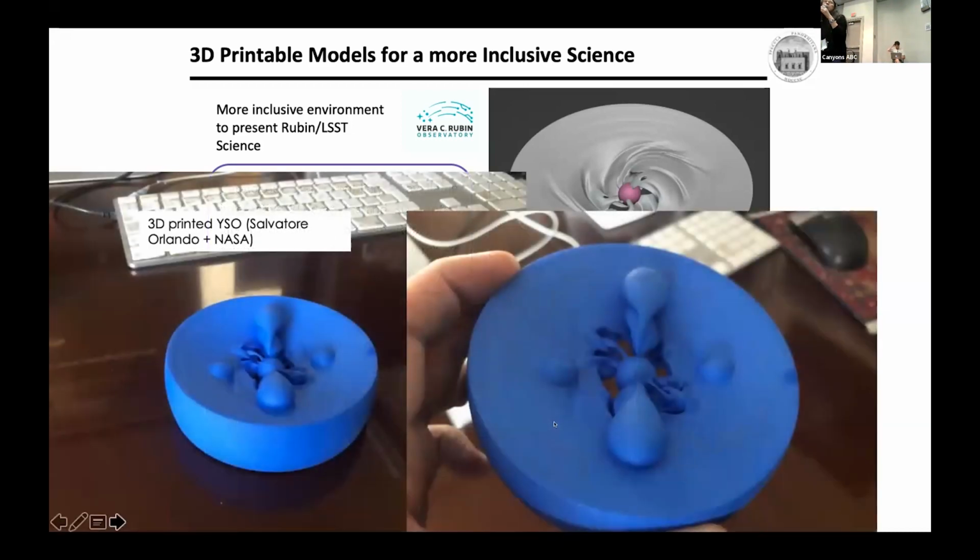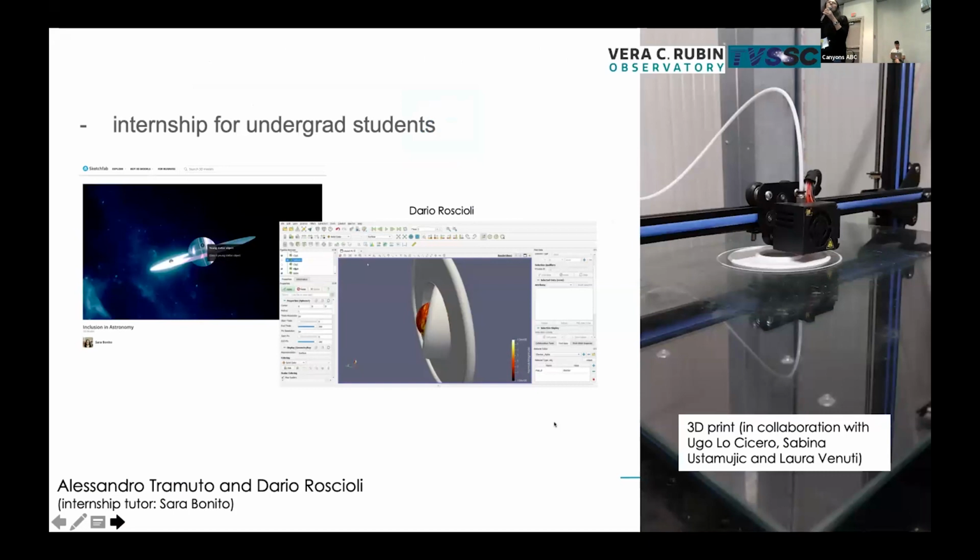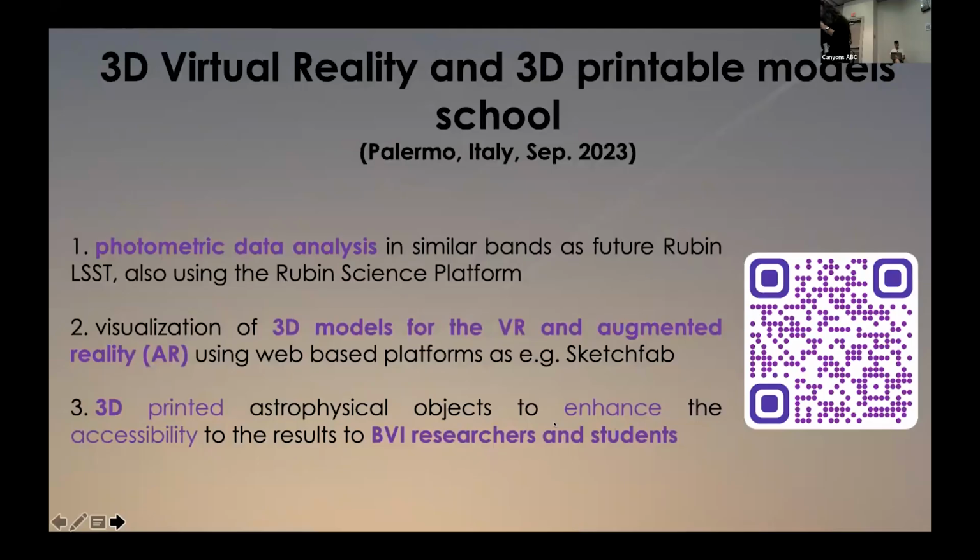And this is an example that has been printed by NASA for us as a test, but this is also good for internships for undergraduate students. We have done this in the past, starting by analyzing light curves and then testing simple 3D printed objects locally. And we are now organizing also a school for undergrad students, but also for researchers in general. This one will be in Palermo in September this year. It will be an Italian national school, but can also be converted into an international school in a future edition, maybe.